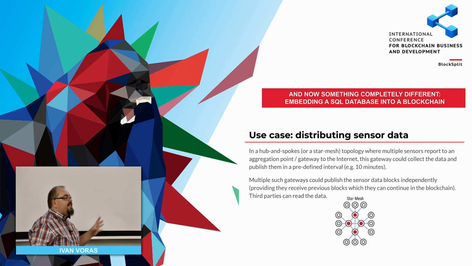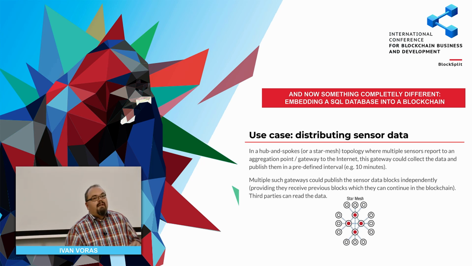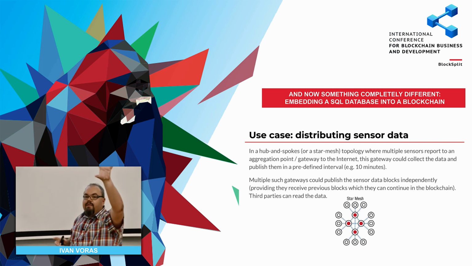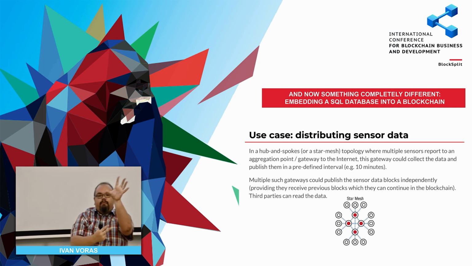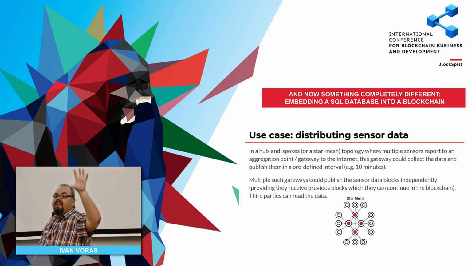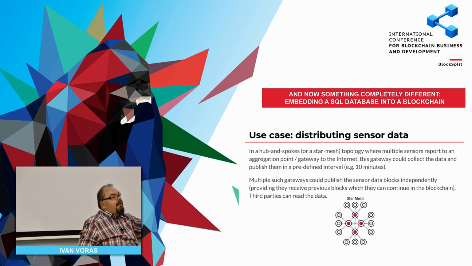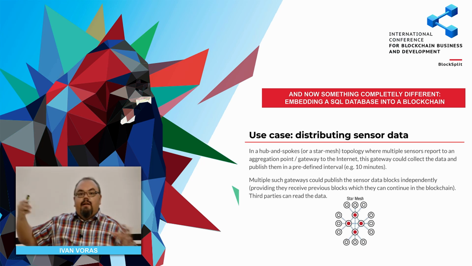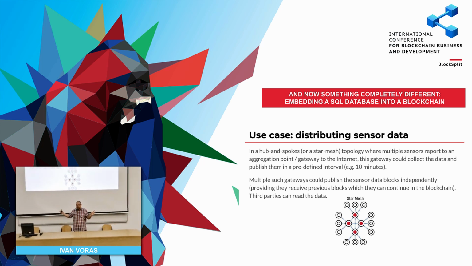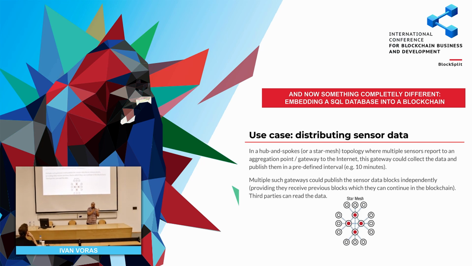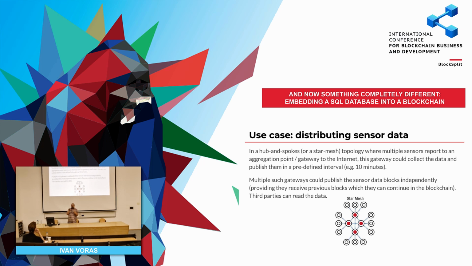Another use case is for distributing sensor data. So imagine that you have a group of spoke-and-wheel or star topology systems, where there is a single component which is connected to the internet, and you have multiple sensors which are weak but connect to the central component. This central component can publish the sensor data, for example, every 10 minutes or every half hour or even every 1 minute, and this data can be visible as a part of the blockchain basically to the whole world, right? This is also an interesting use case when there is a small set of authorities which publishes data, and this data can be accessed, verified, used by basically everyone in the whole world.